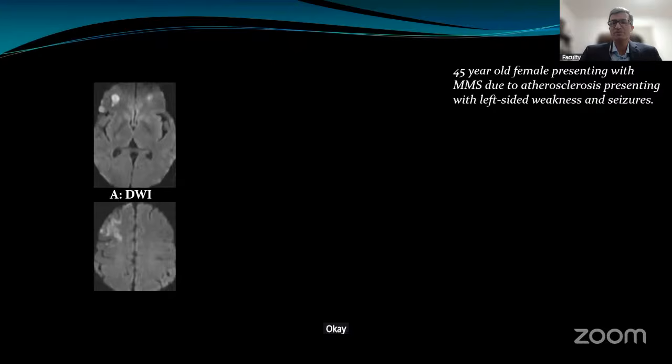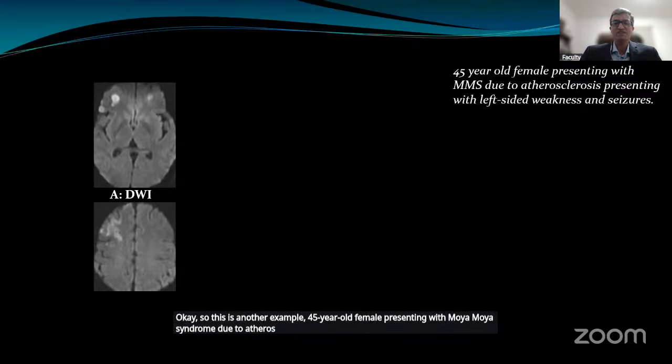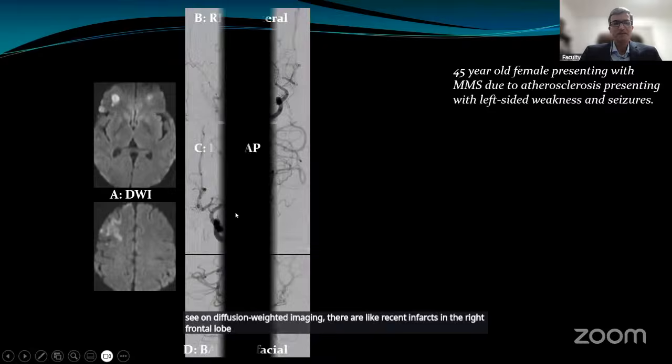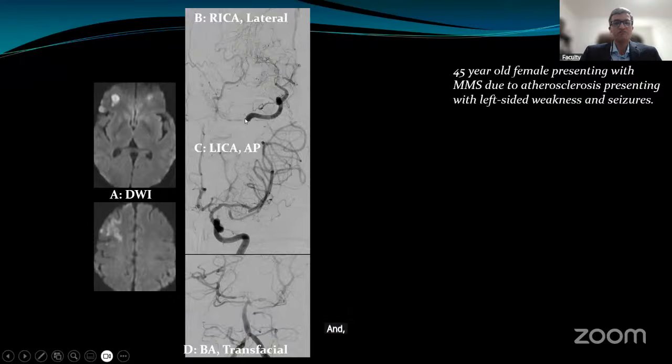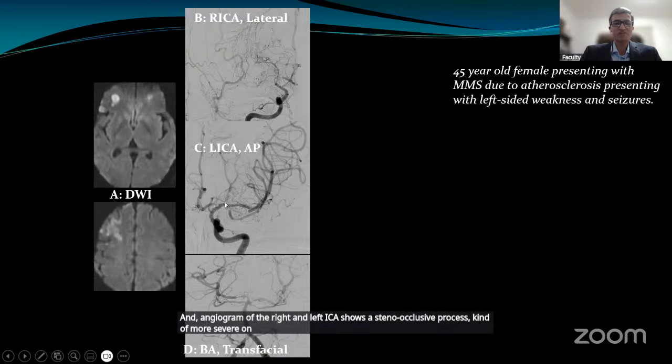So this is another example, a 45-year-old female presenting with Moyamoya syndrome due to atherosclerosis, left-sided weakness and seizures. You can see on diffusion weighted imaging there are recent infarcts in the right frontal lobe, and angiogram of the right and left ICA shows a steno-occlusive process, more severe on the right side compared to the left, with numerous collaterals. And you can also see the basilar artery with multifocal stenotic disease.